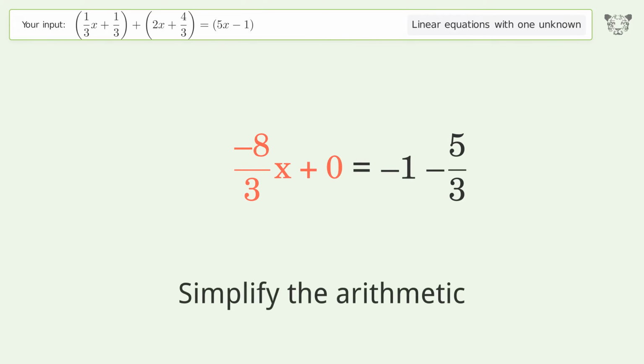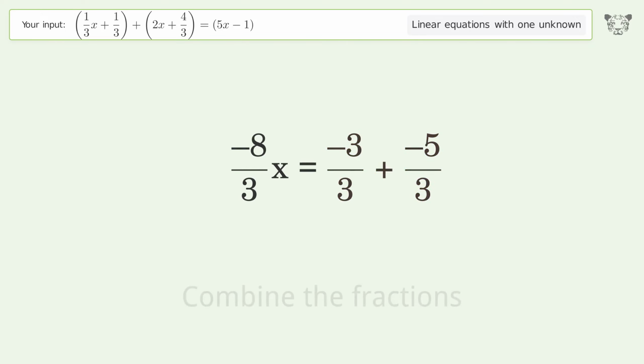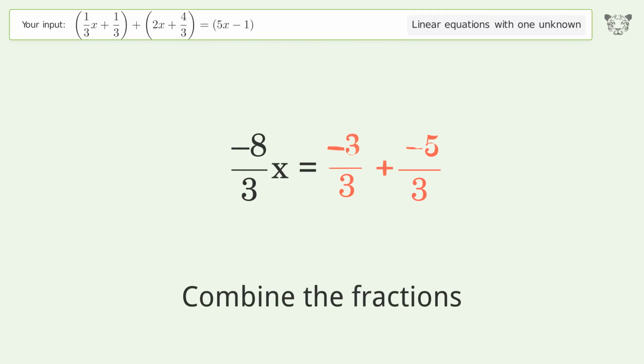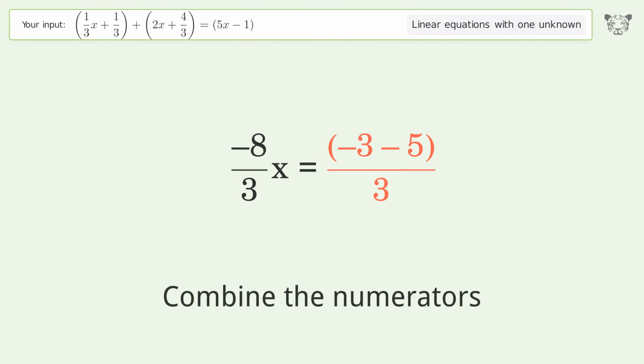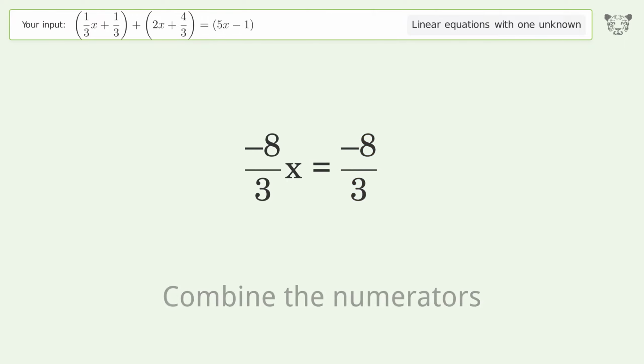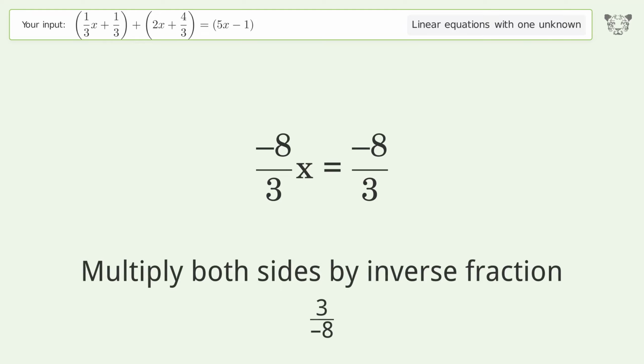Simplify the arithmetic. Convert the integer into a fraction. Combine the fractions. Combine the numerators. Isolate the x. Multiply both sides by inverse fraction 3/8.